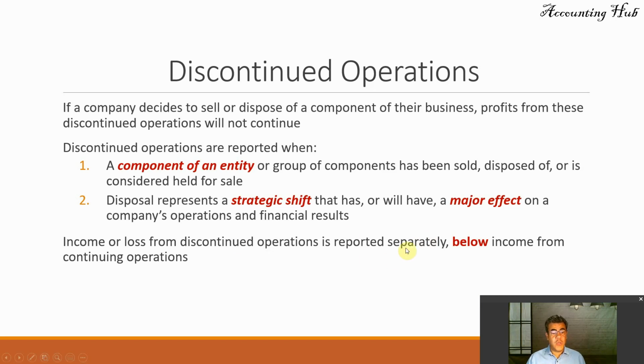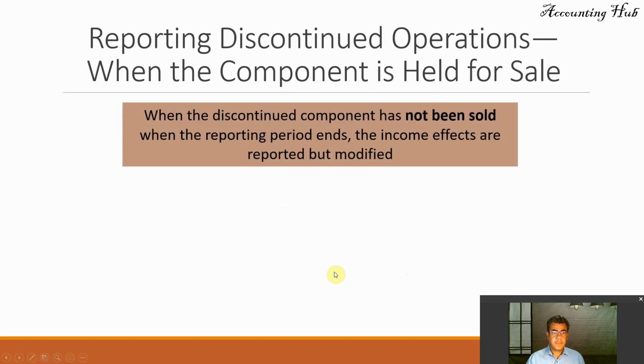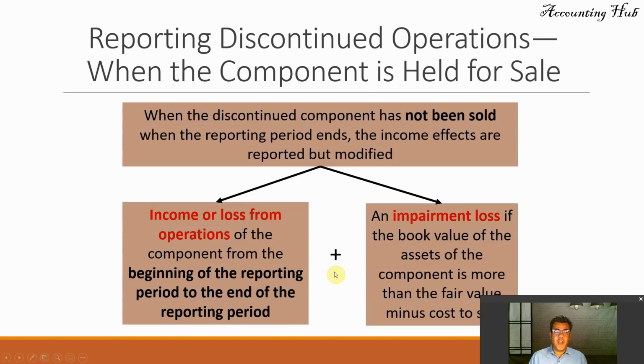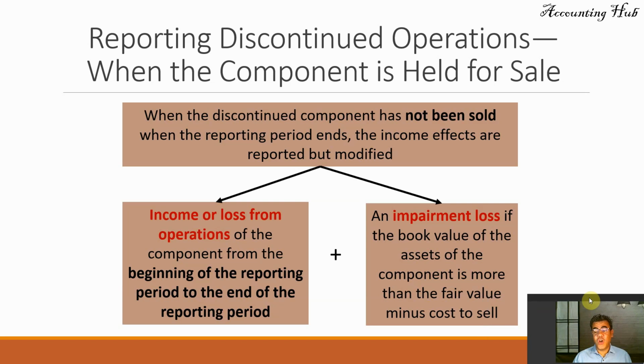Separately below income from continuing operation. And okay, it is held for sale. How do we do that? We report the income or loss from operation of the component from the beginning of the reporting period to the end of the reporting period, plus impairment loss. And here is our keyword, loss, if the book value of the assets of the component is more than the fair value minus cost to sell.